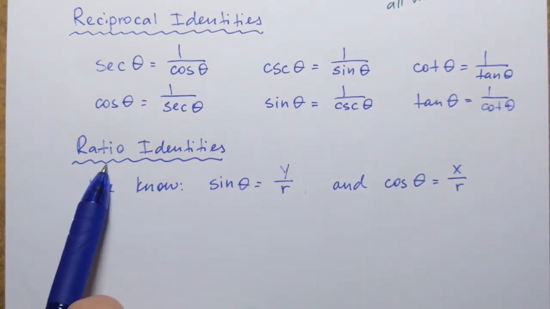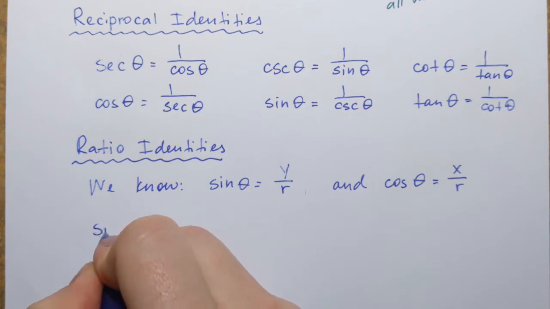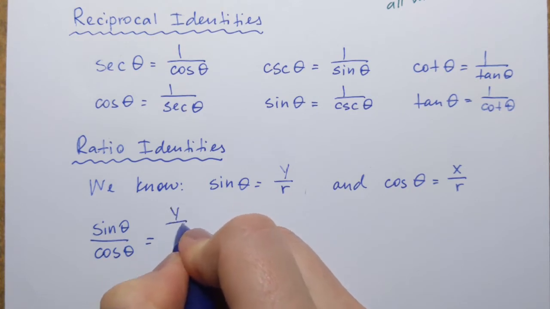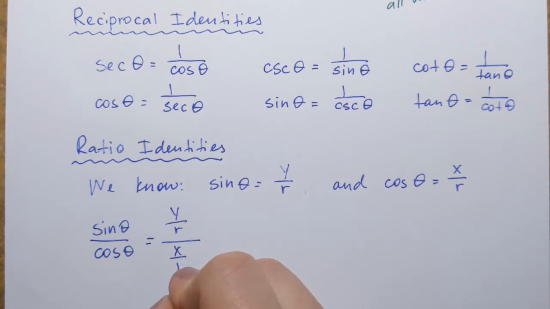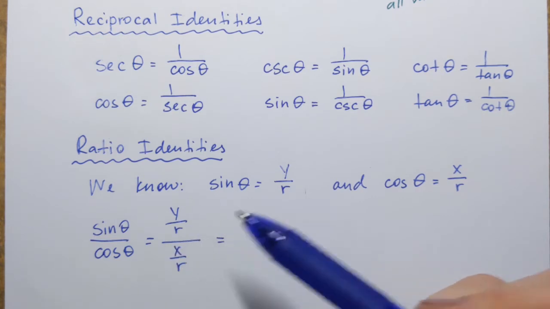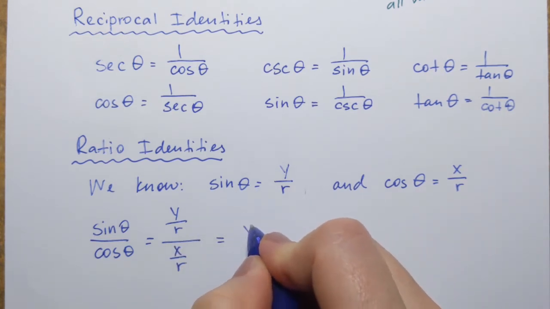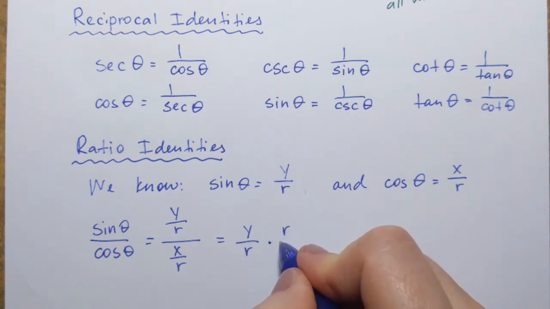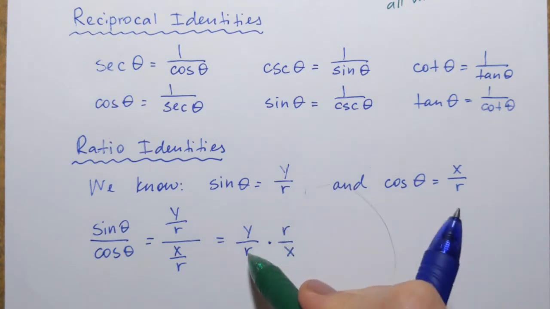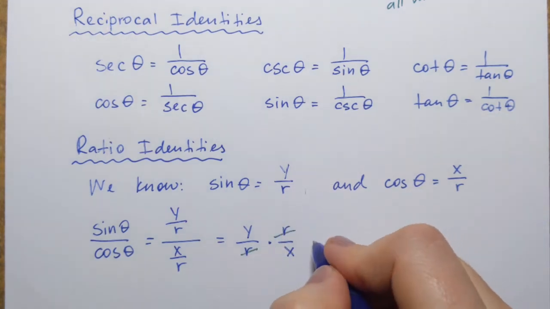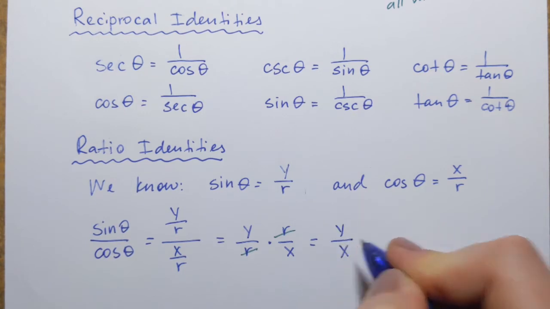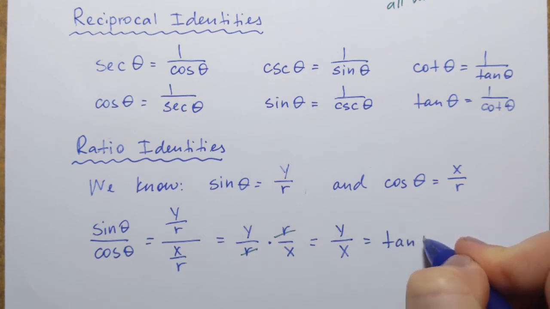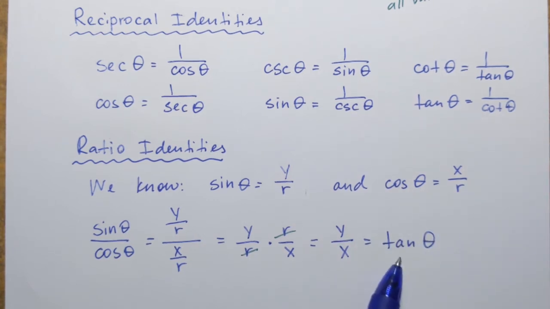What happens if we find the ratio of sine over cosine? So sine of theta over cosine of theta. Well, sine is y over r, cosine is x over r, and now we have this complex fraction. To simplify it, we take the numerator fraction and multiply it by the reciprocal of the denominator fraction. As we can see, r's will cancel, and we're left with y over x. But now what is y over x? That is tangent, right? Tangent of theta, that's the xy plane definition of tangent.